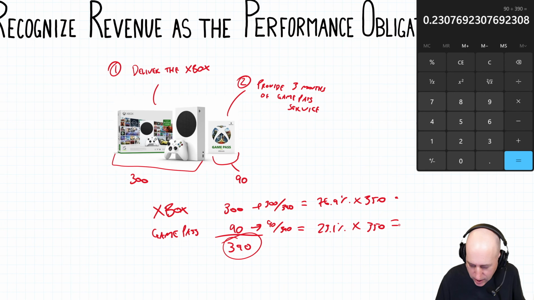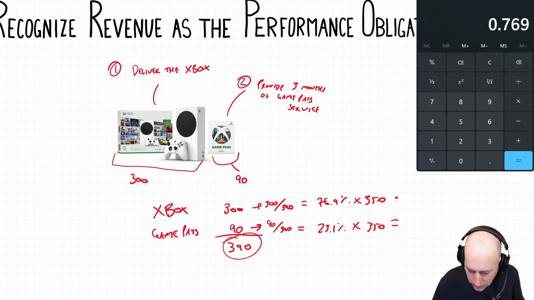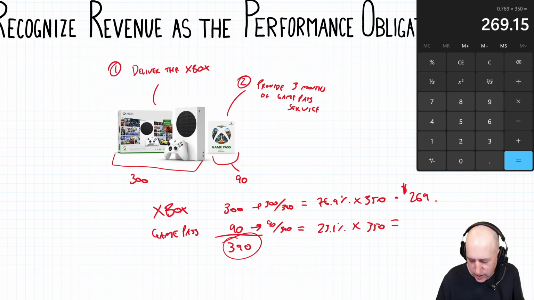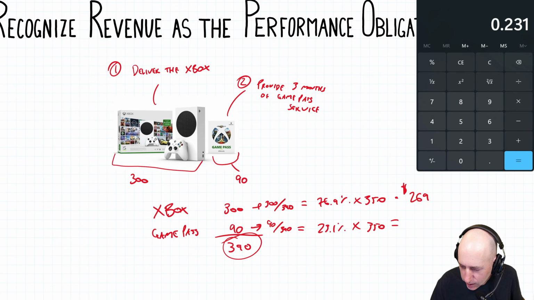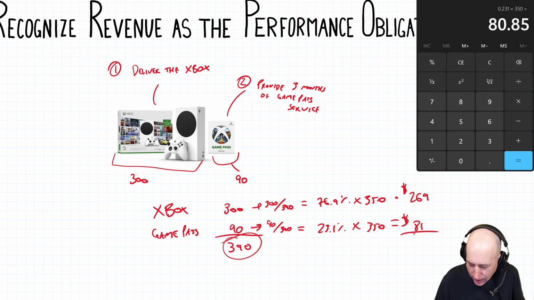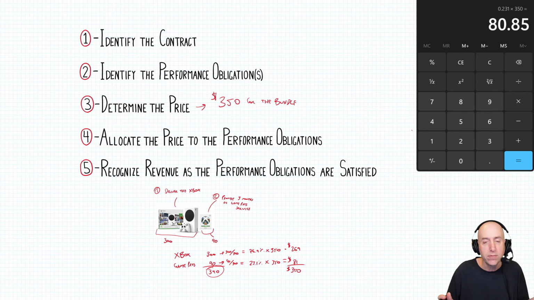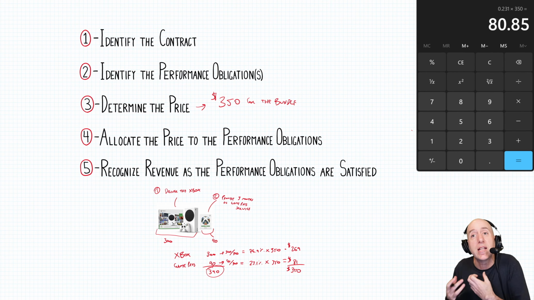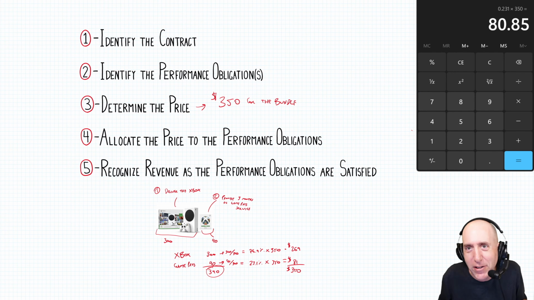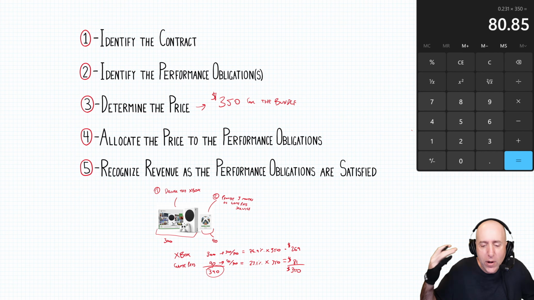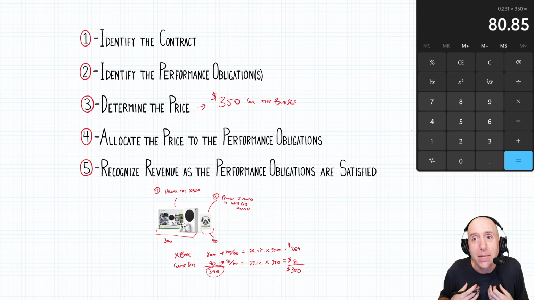So let's do the math here. 0.769 times 350, 269. I'm just going to round to the nearest dollar. $269 of this belongs to the Xbox, and 0.231 times 350, $81 of this belongs to Game Pass. And if you add that up, that's our $350 in revenue. So that's the trickiest step here, and maybe the least intuitive, but that's the type of thing we're dealing with in intermediate accounting. We're saying there's more complex transactions that a company can get themselves into, and how we account for the revenue really matters.